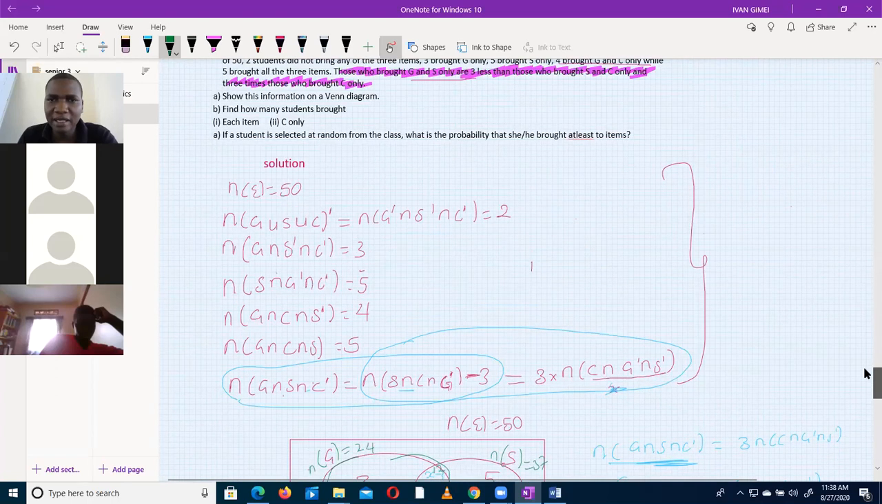If a student is selected at random from the class, what is the probability that he brought at least? Now that one we shall handle later on. It's bringing a lot of terminologies that we've not looked at yet. I'll build on that next time. So in the next lesson, we shall still do more set questions, and then you build on that. After the next lesson, you'll be in a position to comfortably do questions on sets. Do you have any questions?